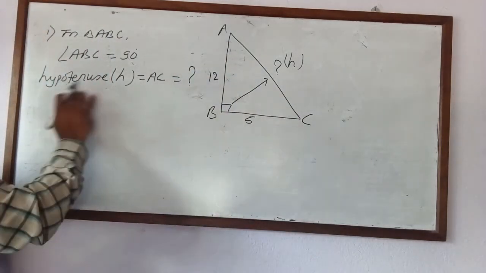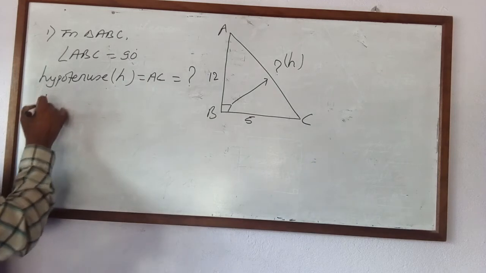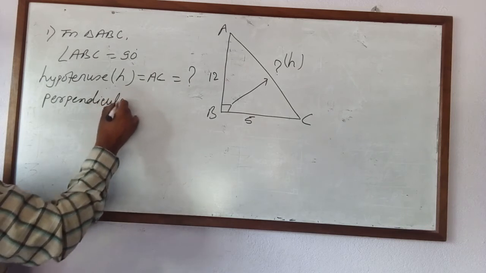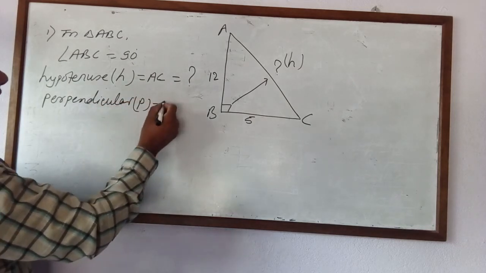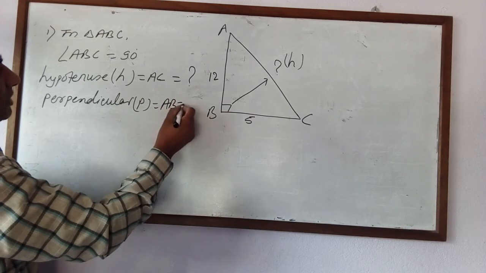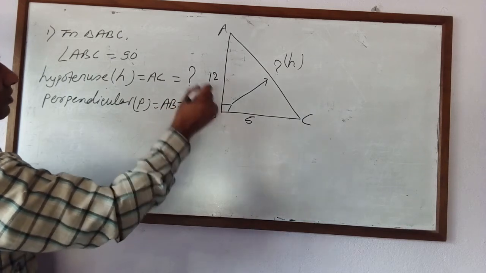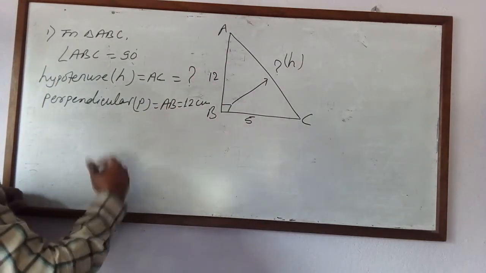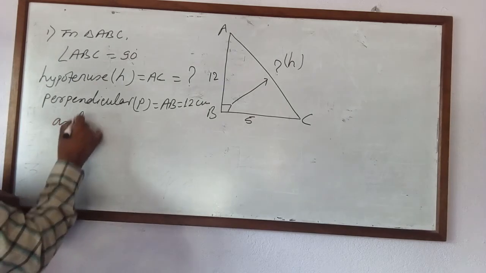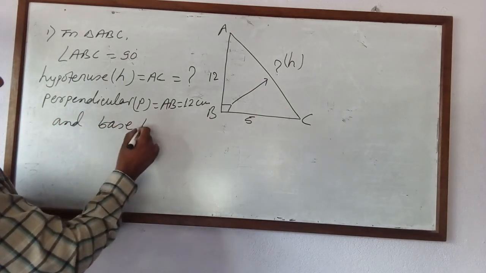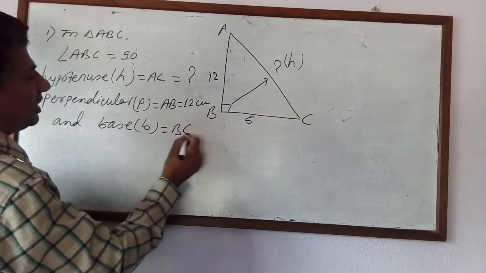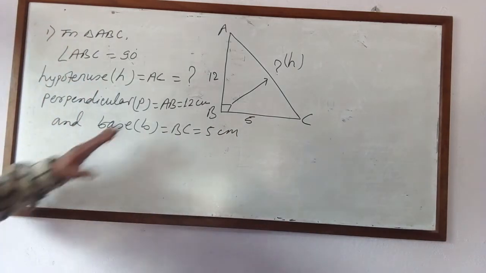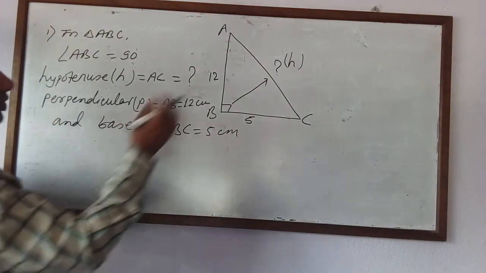Now here, AC is the hypotenuse. Next one is perpendicular, P. Side AB I have taken as perpendicular. Its measurement is given as 12 centimeters. You can also say the unit in the graph, but okay, let's say 12 centimeters, no problem. And the base, small b, which is side BC, is 5 centimeters or 5 units. Out of this, we don't know H.